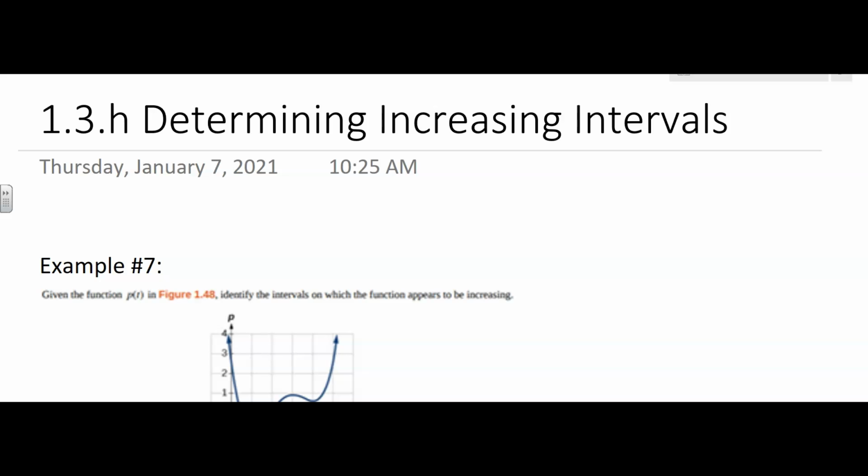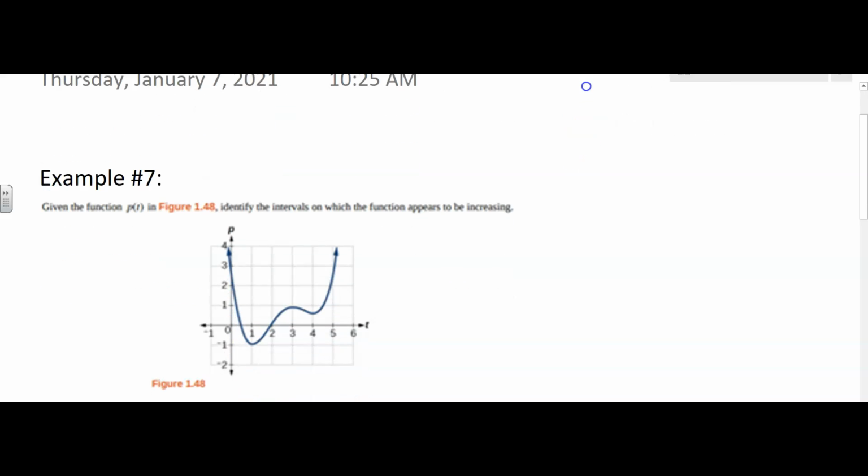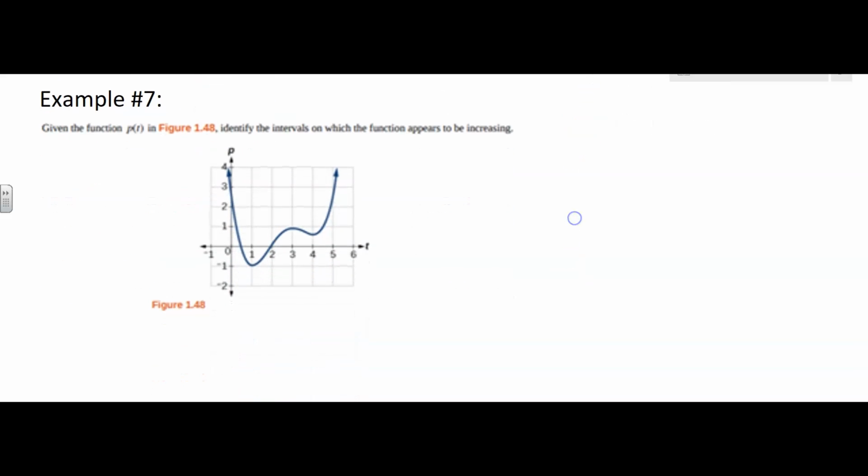So in this next example, they want us to determine where the graph is increasing. Now, we have to know a little bit about how to read these graphs and write the interval notation. So we will use interval notation. We're given the function p of t, and then they give us the graph of the function, and we identify the intervals on which the function appears to be increasing.